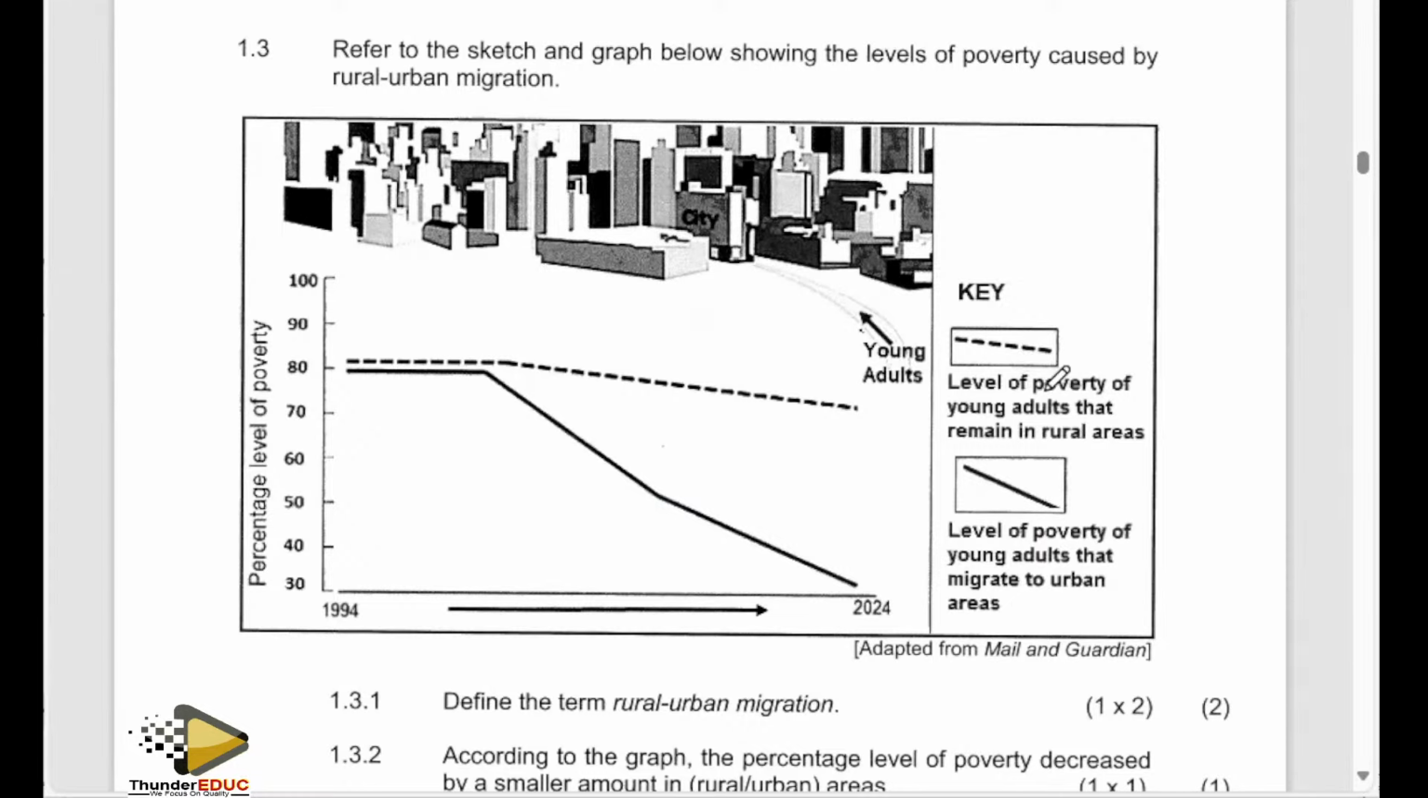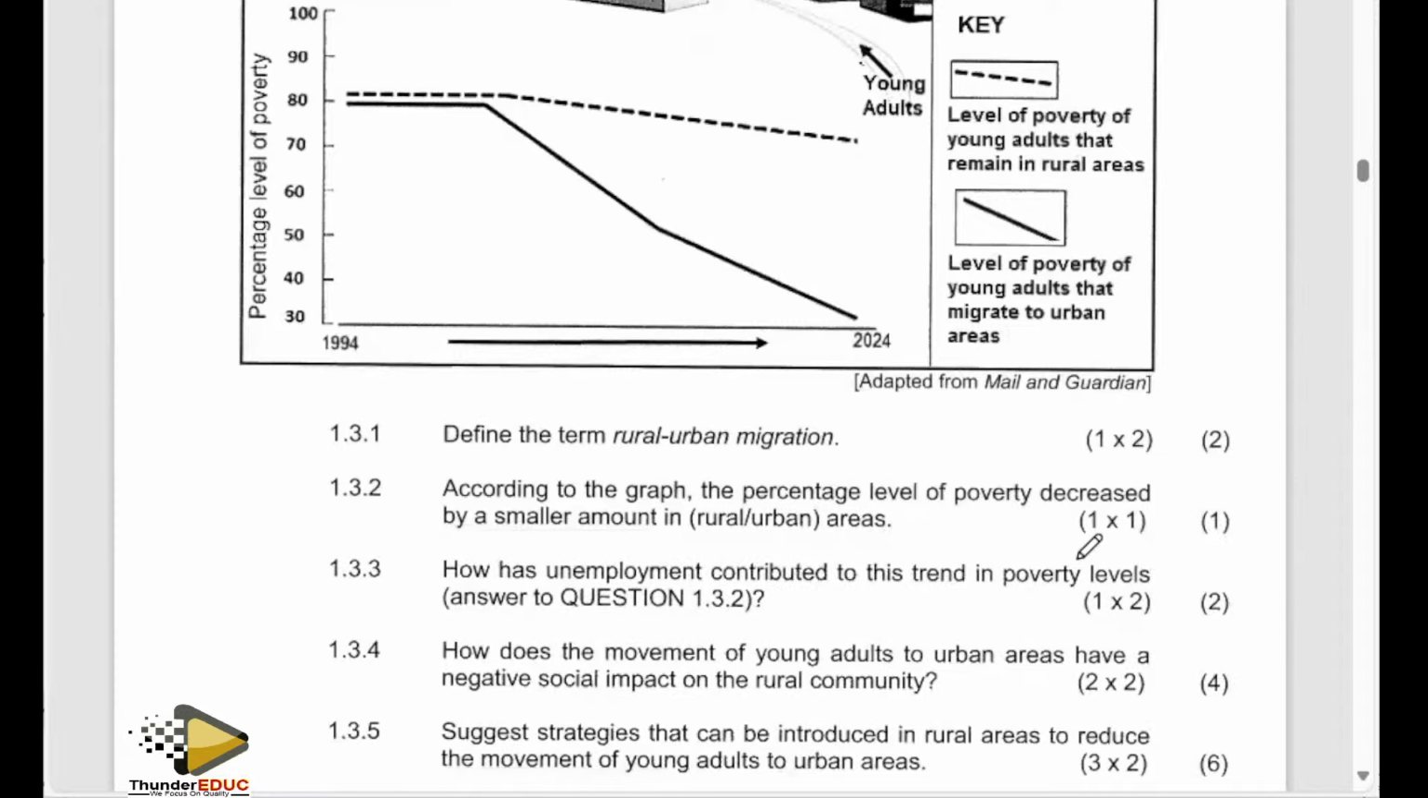This broken line represents the level of poverty of young adults that remain in rural areas, those that choose to remain in the rural areas. And this solid line is showing the level of poverty for young adults that migrate to urban areas. Right, so going on to our questions, question number 1.3.1: Define the term rural-urban migration.